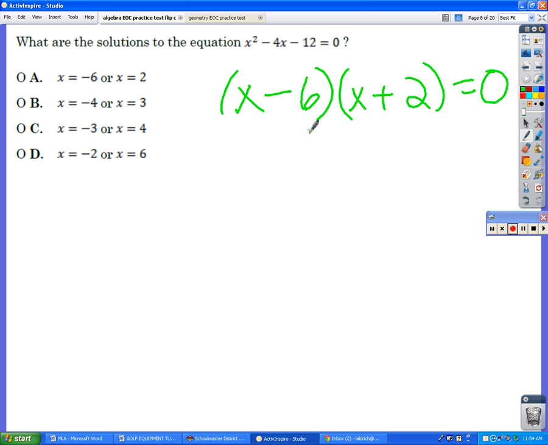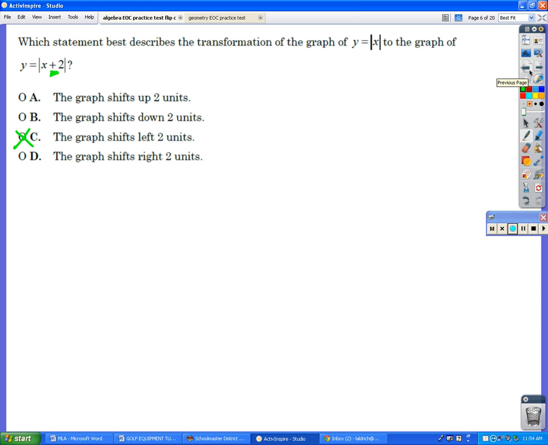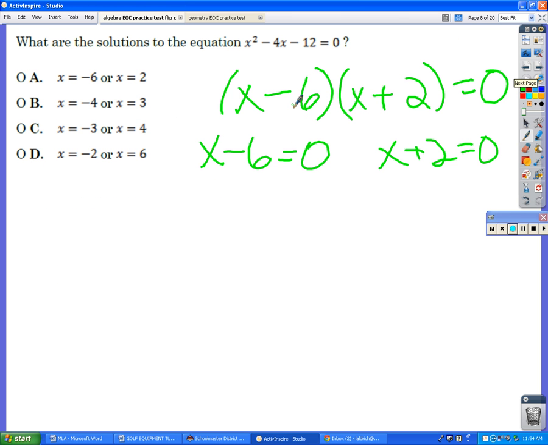Remember what we talked about, if you have 2 things that multiply together to be 0, one of them has to be 0, so that means x minus 6 has to equal 0, or x plus 2 equals 0. So what number could I plug in for x to make this be 0? +6, and so this relates directly to the last one. We had a +2 in here, but it shifted to the left. Same thing here, I have a -6 in here, but my answer is actually +6. And this one is -2. So it's D.